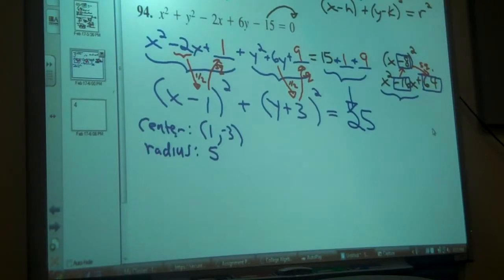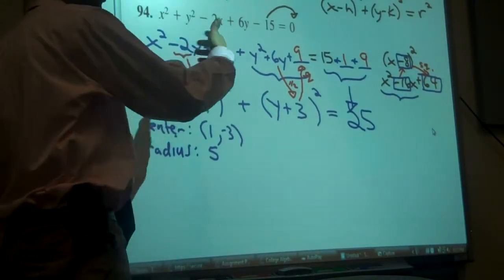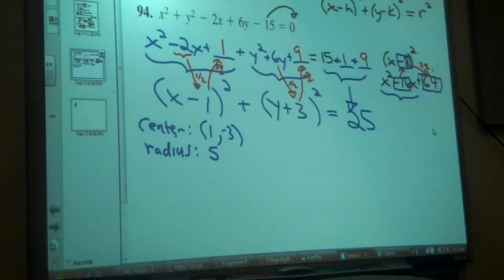Okay, it's called completing the square. And that skill, we could have actually used back in solving quadratics. That's actually what's behind the scenes for the quadratic formula, this technique of completing the square. It'll come back up again later.